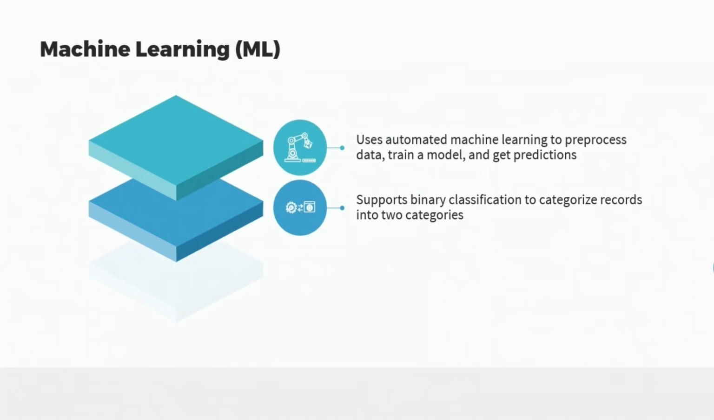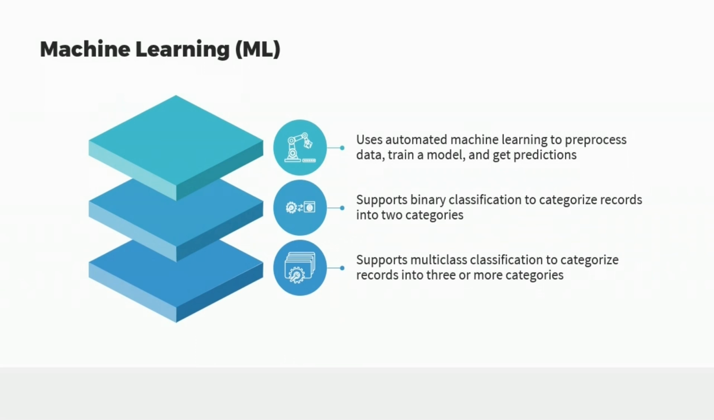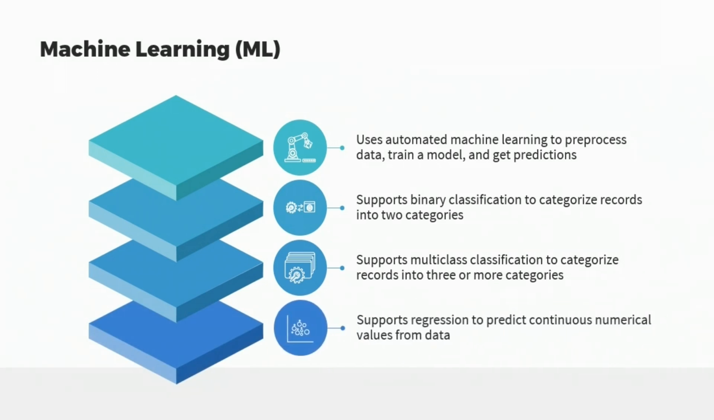Another supported machine learning model is multi-class classification, also known as general classification. This allows you to categorize records into three or more categories. And finally, the third kind of model that is supported is a regression model that can be used to predict a continuous variable.